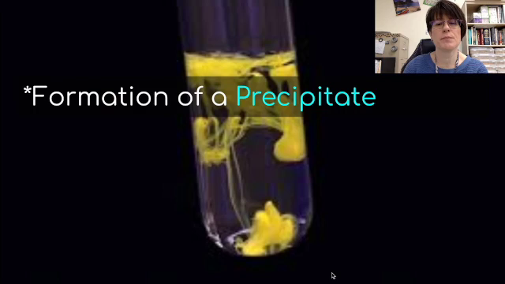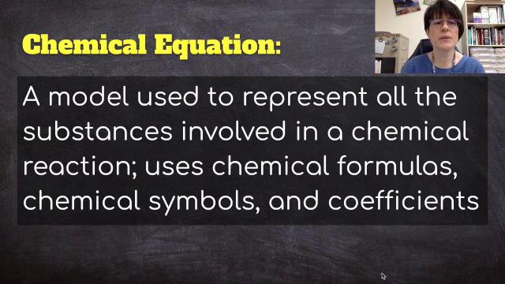Also, formation of a precipitate. And a precipitate is a solid that comes out of the solution when there is a reaction, such as in the picture in the background, this yellow precipitate has formed. We are going to be using chemical equations to represent chemical reactions. And a chemical equation is a model used to represent all the substances involved in a chemical reaction. It uses chemical formulas, chemical symbols, and coefficients.